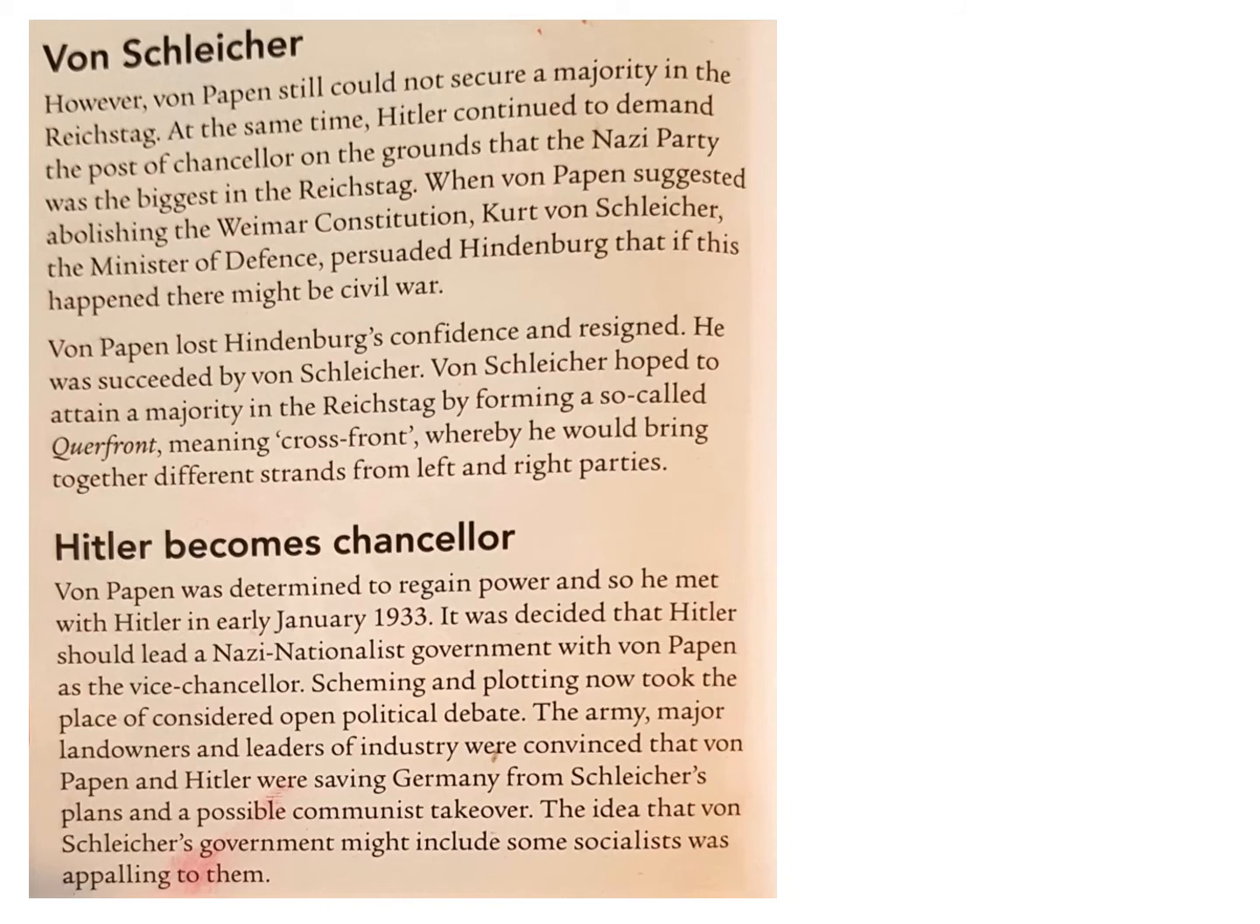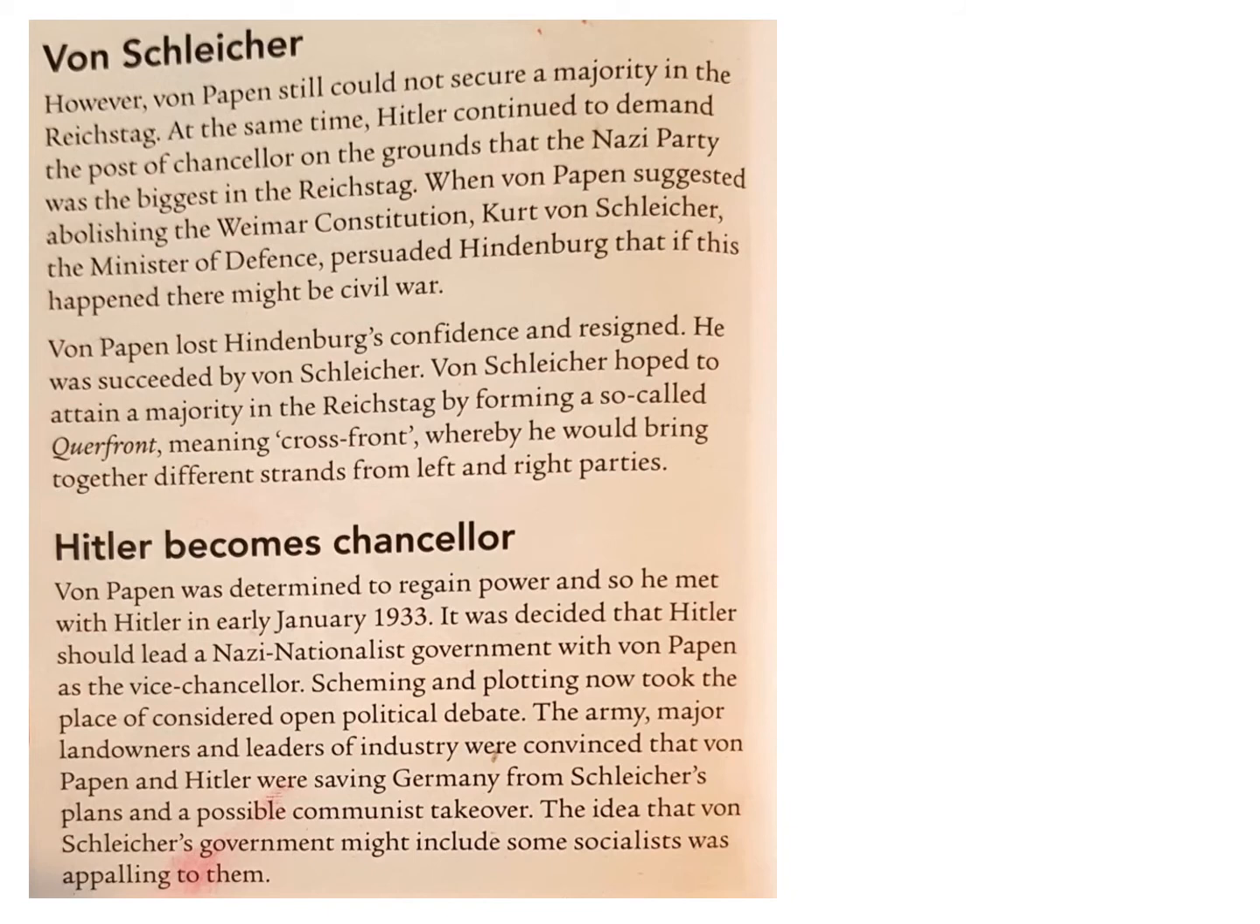So a man called Kurt von Schleicher, who's the Minister of Defence, tells President Hindenburg that he can't do that. If he does that, there's probably going to be a civil war. Like, sides are going to form, we're all going to start to fight each other. So President Hindenburg thinks von Papen's doing a pretty rubbish job at being Chancellor, so he asks him to resign. Von Schleicher then becomes Chancellor.